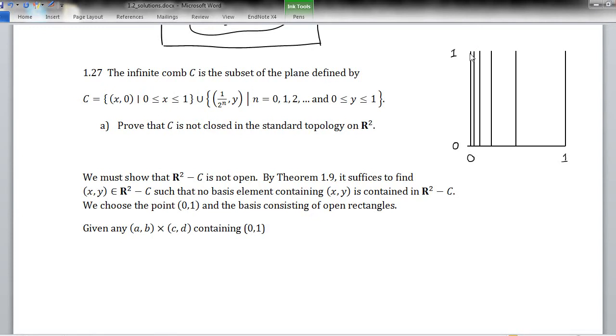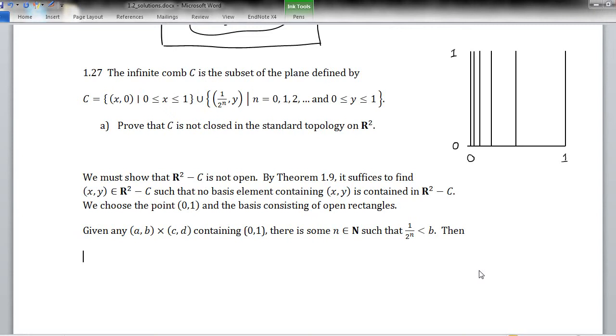So we have some little open rectangle containing that point. In particular, the interval from a to b contains 0, right? And so that interval also contains some positive numbers. All right? In particular, there is some natural number n such that 1 over 2 to the n is less than b. Okay, so because b has to be positive, we can take a high enough power of 1/2 so that it will be less than that positive number b.